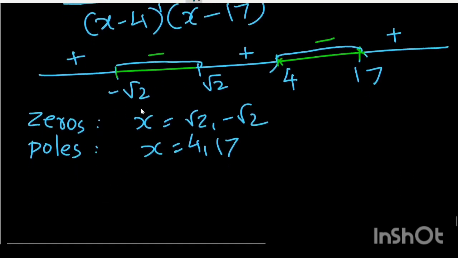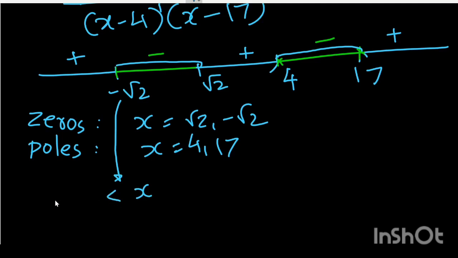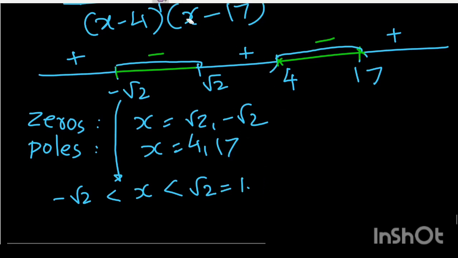So in the first interval, when x is from −√2 to √2, √2 is approximately 1.414, sorry, 1.414 it is. So it is about 1.42.